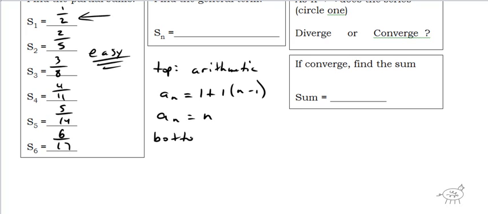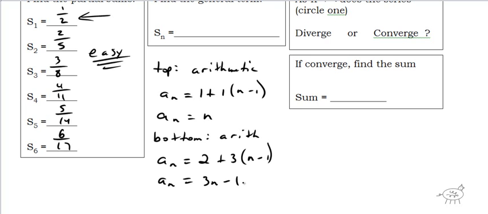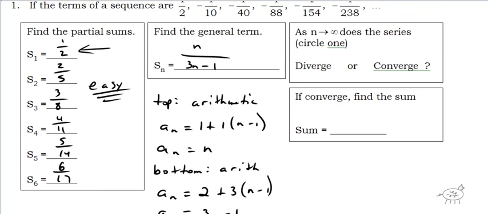And for the bottom, it's also arithmetic. And you recognize that because it goes up by 3, starting with 2. So it's a sub n equals a sub 1 plus d, which is 3 times n minus 1. And you simplify that, and you get 3n minus 1. So your S sub n, which I'm going to put up in this top blank here, is n over 3n minus 1. That gets you another point. Okay, the sums get you a point, and coming up with a general term gives you another point.